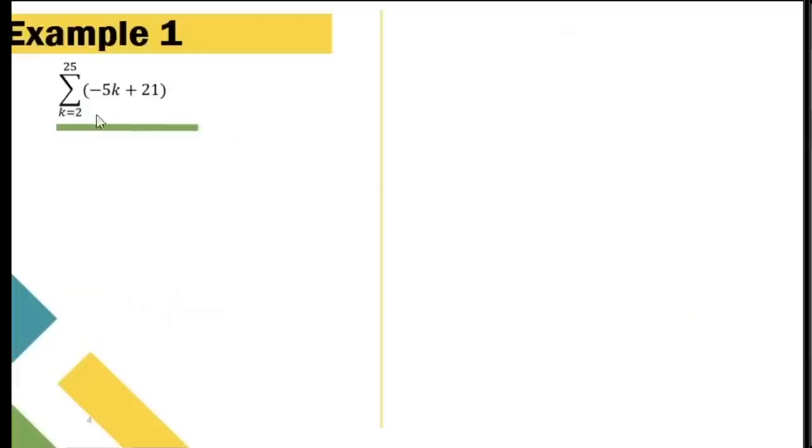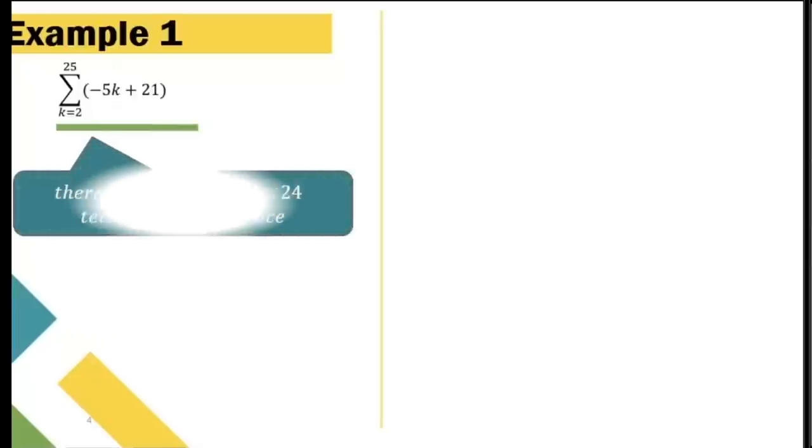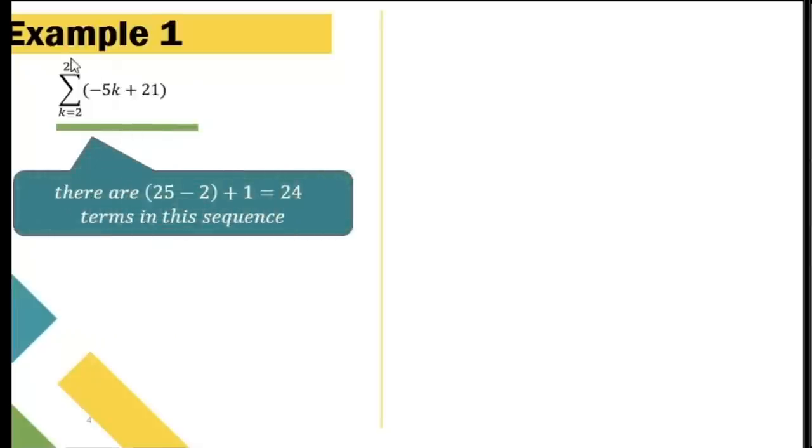If I give you the sum, what does the sum mean? It means I must calculate the sum. To calculate the sum, I must first determine, is this an arithmetic or is this a geometric, so I can know which sum formula to do. Also, I must know for how many terms. So how do I know for how many terms? To determine the amount of terms, you take the number at the top, minus the number at the bottom, and you add 1. So 25 minus 2 plus 1 means there's 24 terms in this sequence.